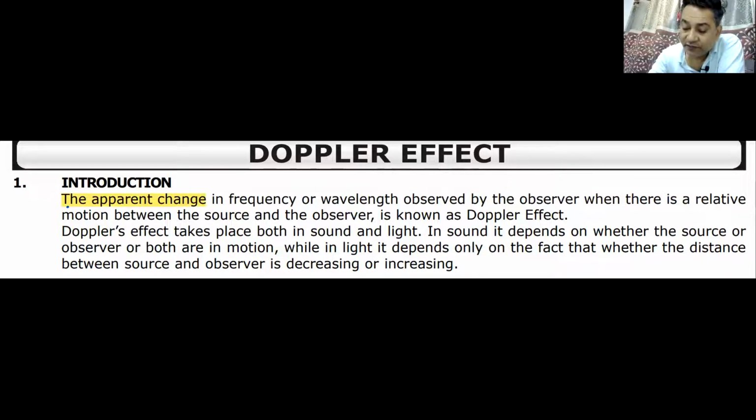The apparent change in frequency or wavelength observed by an observer due to relative motion between the source and the observer. Source is the object that is producing the sound. Observer is the person who is hearing this sound. The apparent change in frequency because of relative motion between the source and the observer is known as Doppler effect. It takes place in both sound and light.